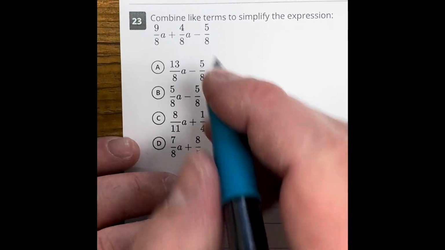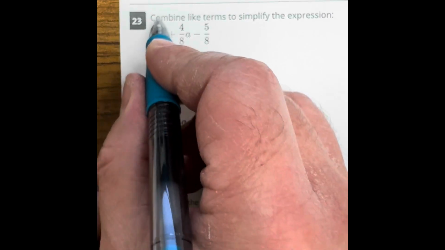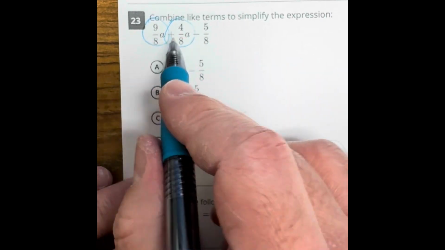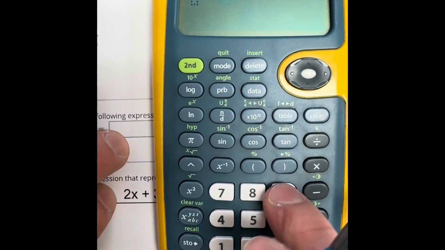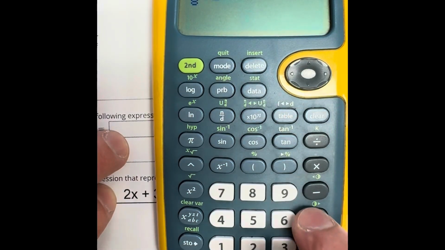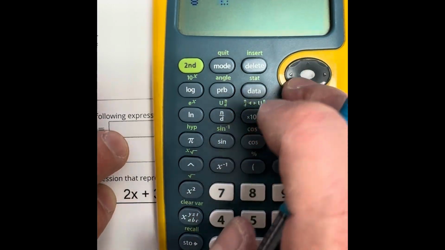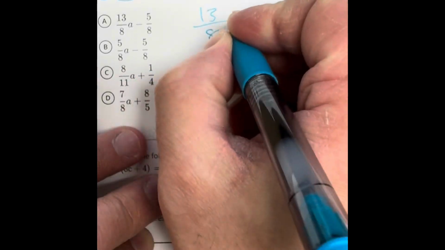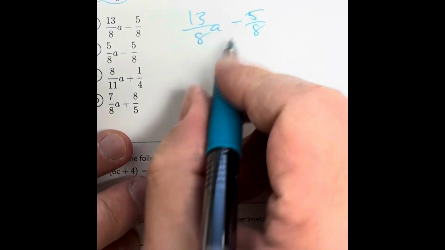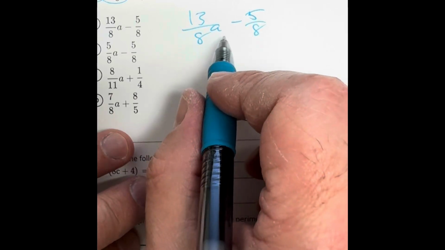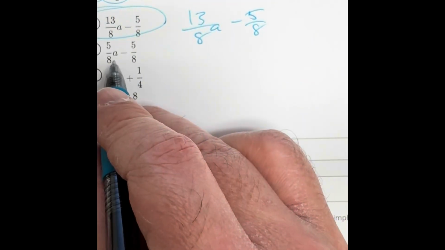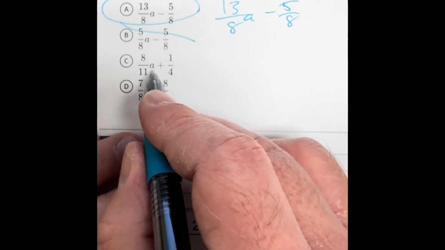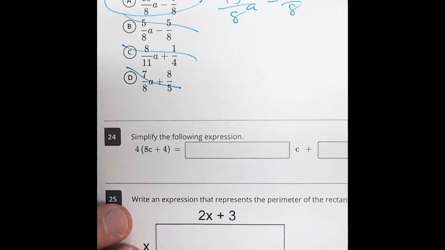Combine like terms and solve. Okay, so we can use a calculator here. We're going to simplify the a's. So they're both a. So 9 over 8 plus 4 over 8. Calculator, hello. 9 over 8 plus 4 over 8. 13 over 8. Don't forget the a. Minus 5 over 8. We cannot combine them. I know you see the common denominator, and you might want to put them together. We cannot. Okay, so 13a minus 5a. Good. 5 over 8 minus 5 over 8. No. Okay.